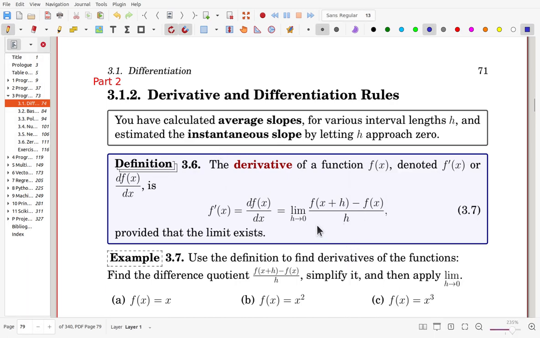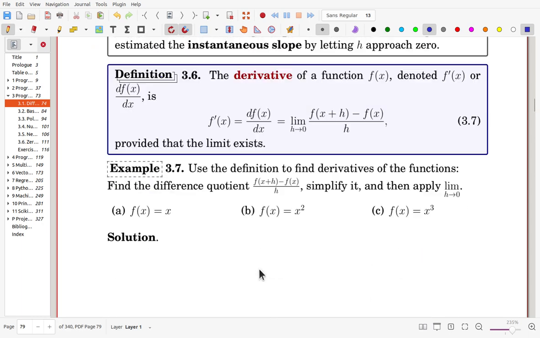Here we first formulate the difference quotient and take a limit. Once the limit exists, then we will call it the derivative of the function f. And we'll try to use the notation f prime or df over dx at x.